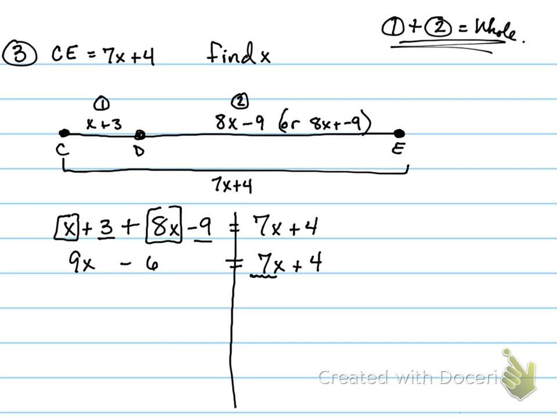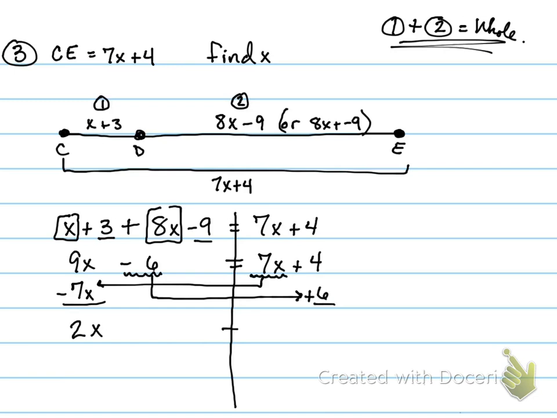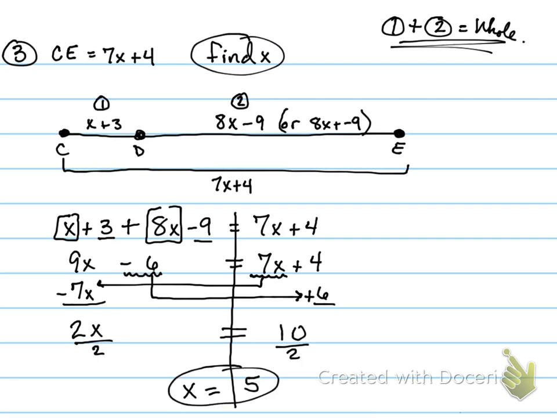Okay, I'm going to move this 7x over to be with 9x. That positive 7x becomes a negative 7x. I'm also going to move this negative 6 over to be with this 4, and it becomes a positive 6. So we have 2x equals 10. Divide by 2, and we get that x is equal to 5. And that is what it asked us to find, x.